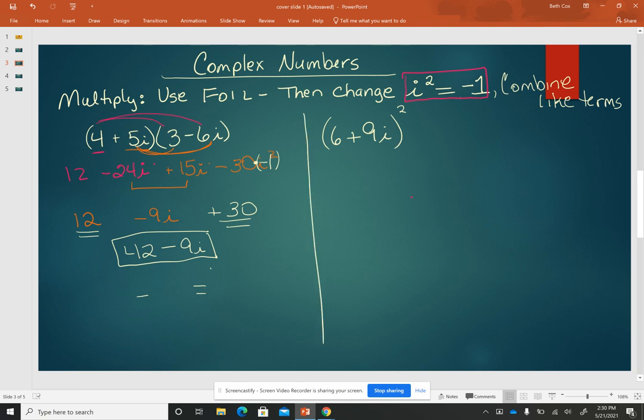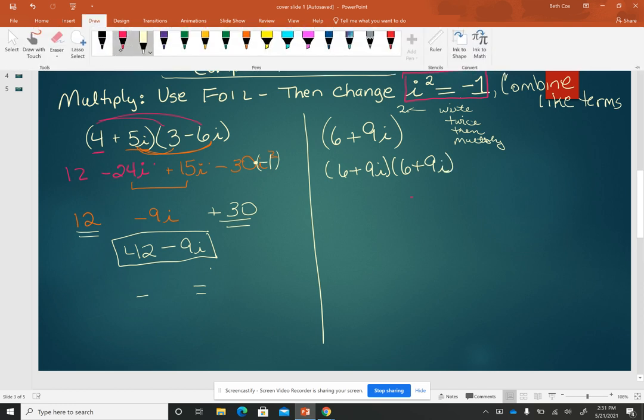This next one doesn't look like a FOIL, but remember what that means. It means write it twice and then FOIL, or then multiply. Okay, stop the video and do this problem and see if you get it right, and then start it right back up. So write it twice.